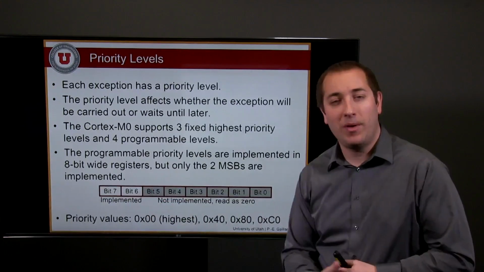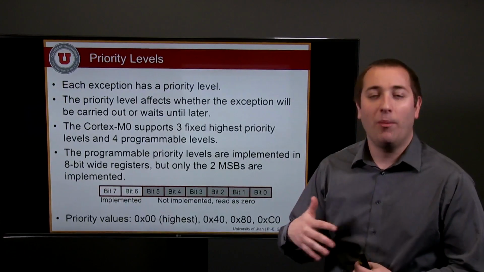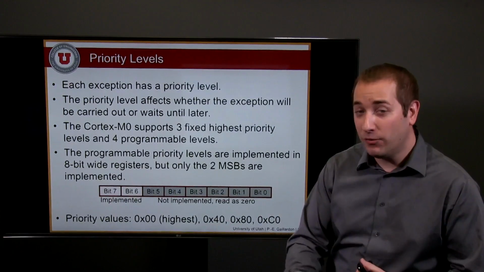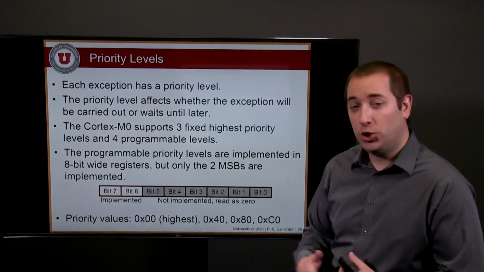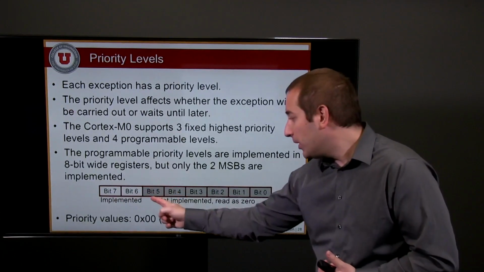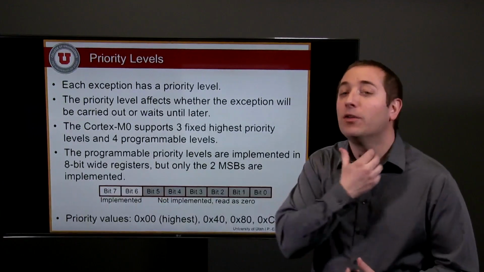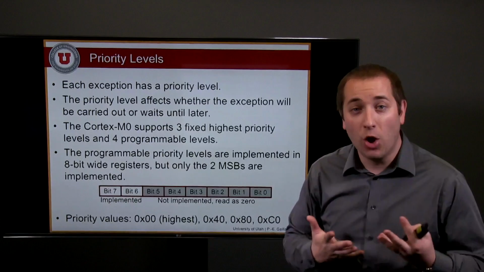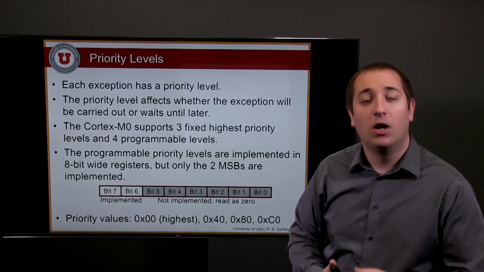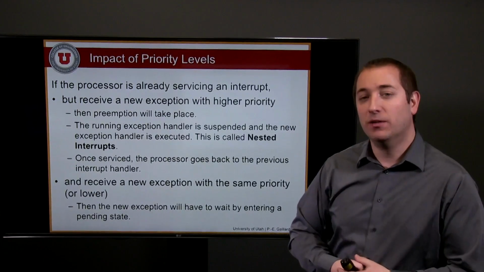Why do we only implement the 2 MSBs? Because the more complex Cortex-M processors, M3 and M4, do have additional levels of priority, and you want to make sure that your code is compatible with that. So in those processors, you will implement bit 5, bit 4, and so on and so forth, but your 4 levels of priority used in code written for the M0 will be immediately translated to M3 with almost no effort. So what is the impact of priority levels?